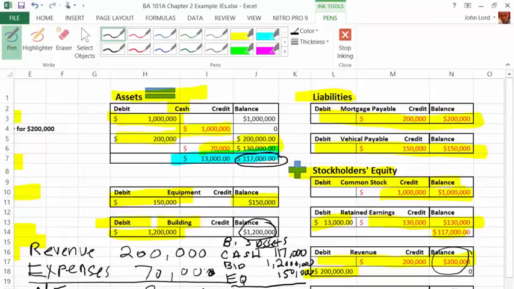Why is that not sounding right? 117,000 plus 1.2 plus 150 is what? 1,467,000. Is that right? 1,467,000, like that.